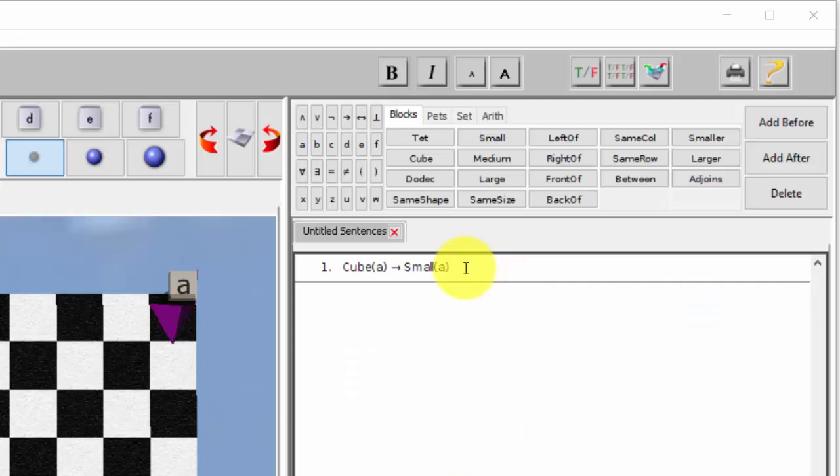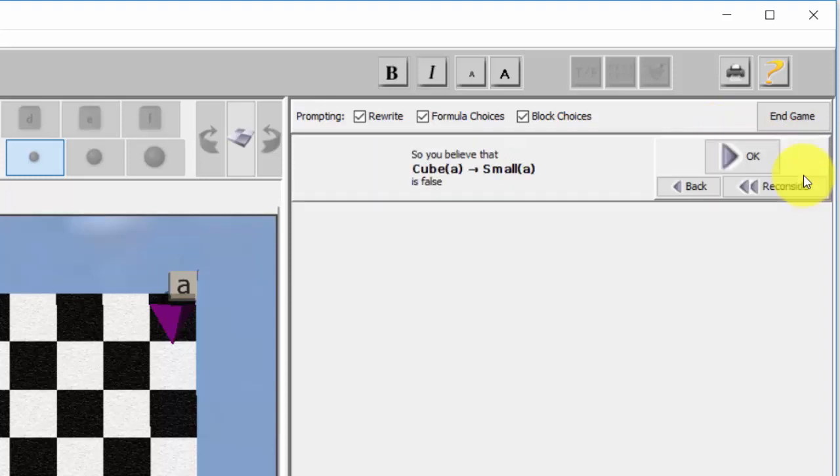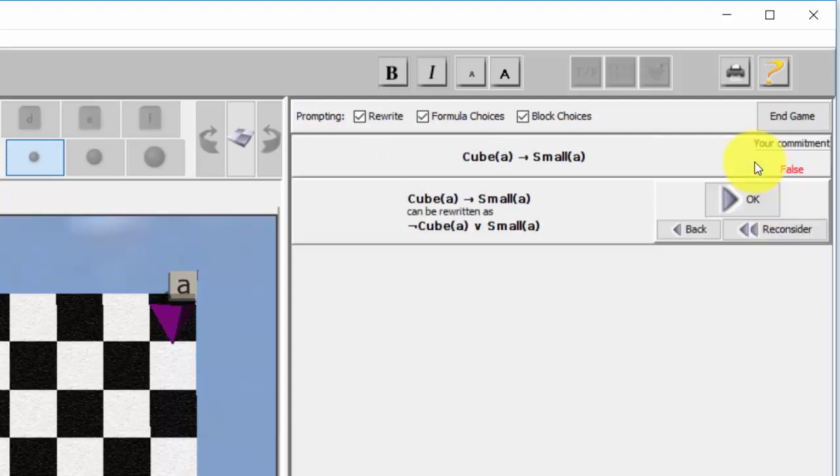Alright, so let's say we have the following sentence: if A is a cube, then A is small. And we have a world in which we have A, and it is indeed small, but it is not a cube. Now you might be tempted when we play this game, since the antecedent is false, to maintain that the entire material conditional is false. So let's try saying that it's false.